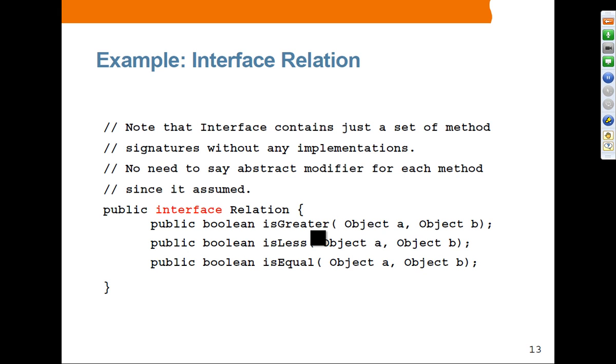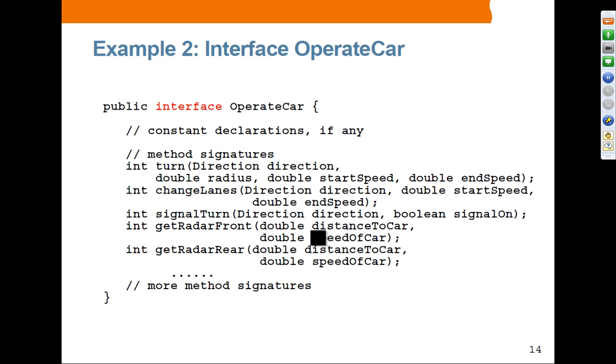Okay, so this interface needs to be implemented by an implementation before an object can be instantiated, or before an object can be created. This is another example of operate car. So basically, you could have a set of methods like turn, change lane, signal turn, get radar front, get radar rear, or something like that.